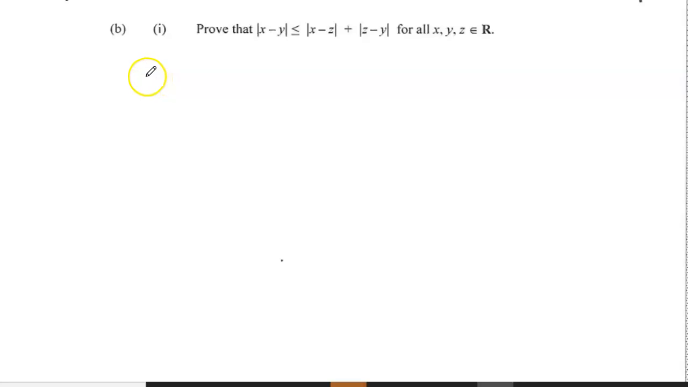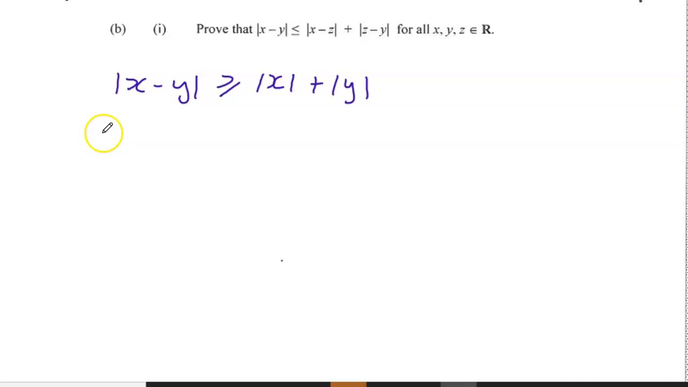Now, part B is a proof. Note the modulus of x minus y. I'm focusing on the left hand side. Notice the modulus of x minus y is greater than or equal to, it's one of the properties of the modulus, the modulus of x plus the modulus of y. Let's deal with the right hand side now, sorry.